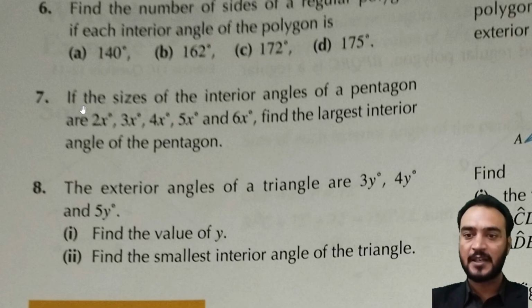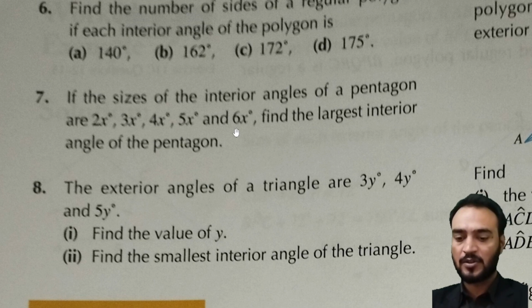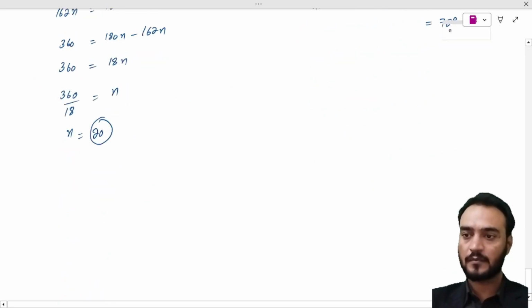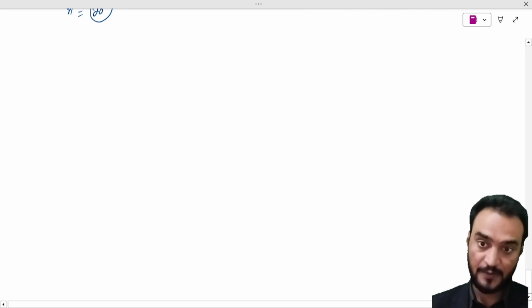Question number 7 is, if the sizes of interior angles of a pentagon are 2x degrees, 3x degrees, 4x degrees, 5x degrees, and 6x degrees, find the largest interior angle of the pentagon. First we find the value of x, and then obviously the largest angle will be 6x degrees, as this is the pentagon and a pentagon has 5 sides. So first we solve question number 7.